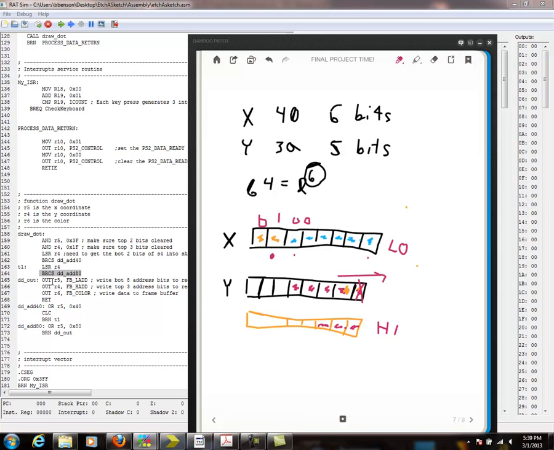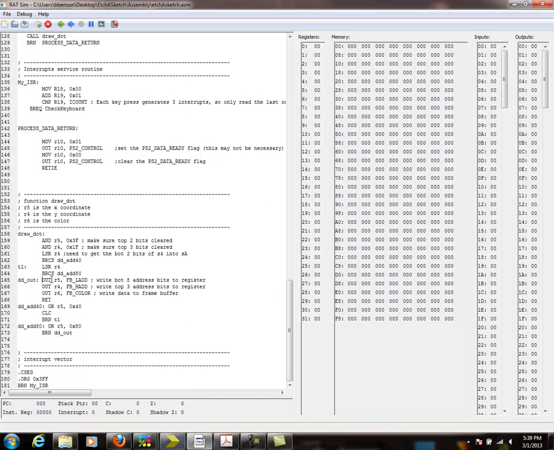So then what we do is we output R5 to the low address. So this is an out instruction that's going to be communicating with the VGA peripheral. Then we out R4 to the high address. And then we out our color, which is in R6. So these three port IDs represent three different ports to the VGA. So let's go ahead and look at that again.